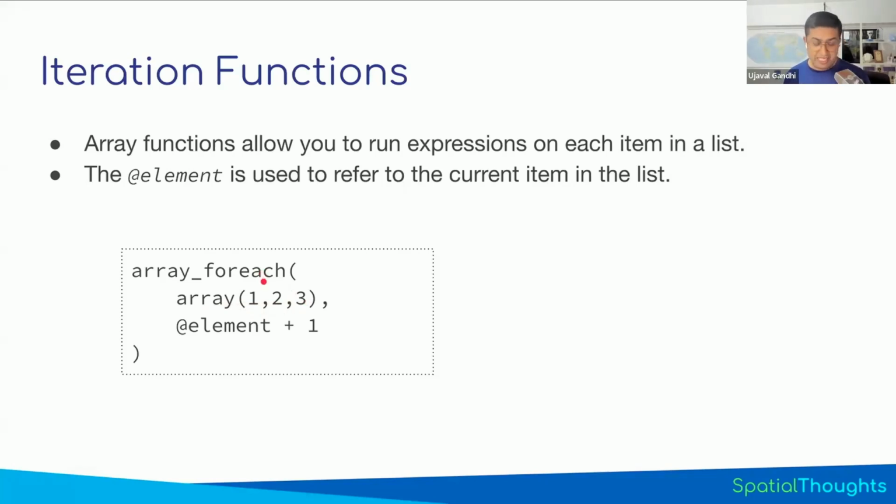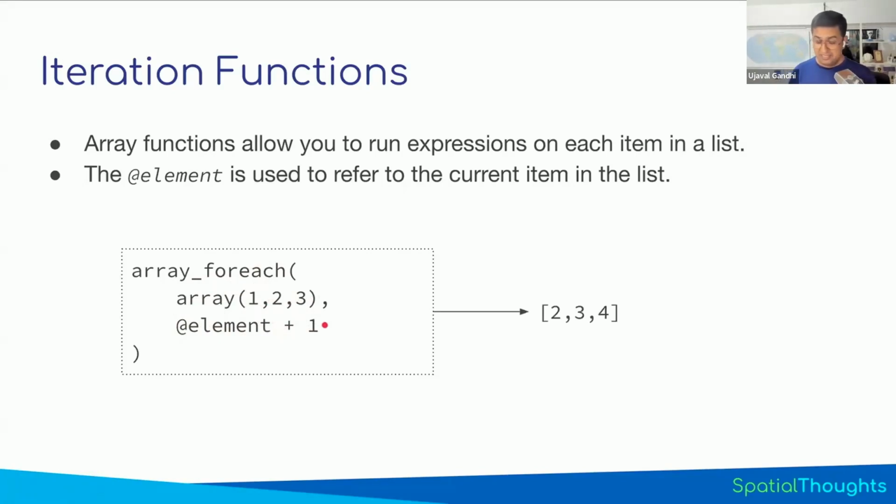And we want to say for each. So here is an array, and we say array_foreach, do this: element plus 1. Here the element refers to each item of the list. When the expression runs, it's going to run element plus 1 on each item of the list. In the first iteration, element is the first element, which is 1, so this becomes 1 plus 1. The second time, it becomes 2 plus 1. In the third iteration, it becomes 3 plus 1. And you will get a result of 2, 3, and 4.